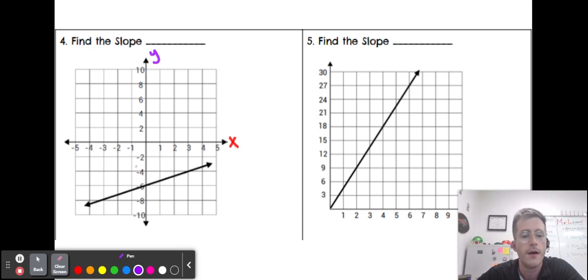our rise or run. All right, so first step, just look at the graph, figure out what type of slope it is. If I'm moving from the left side to the right, this line looks like it's going in the upwards direction, which means that I'm going to have a positive slope.